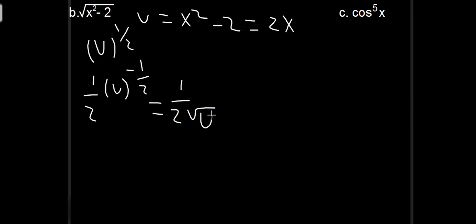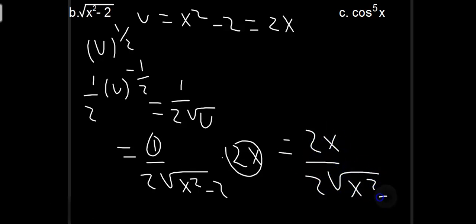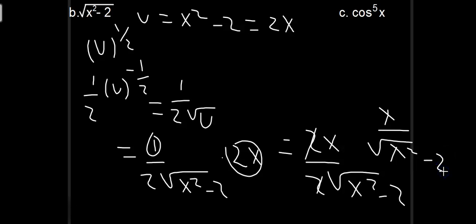So I don't have any square root now, and I don't have any negative now. Now I can substitute the u and then multiply by the 2x. My last answer will be 1 over 2 times the square root of x squared minus 2, multiplied by 2x. So 2x times 1 gives 2x over 2 root x squared minus 2. I can cancel these 2's, and my last answer will be x over root x squared minus 2.